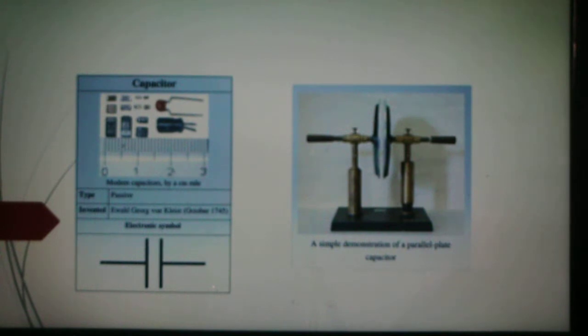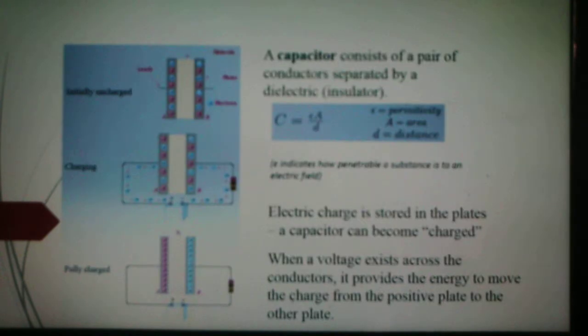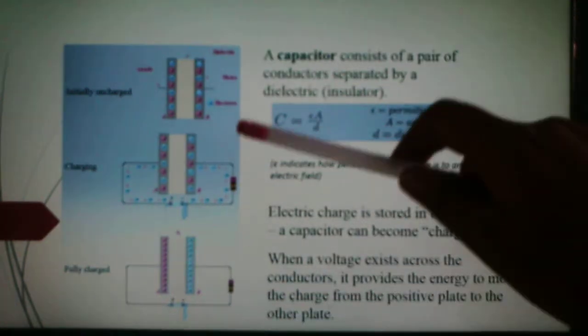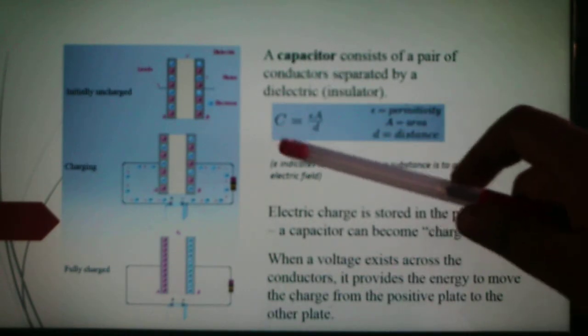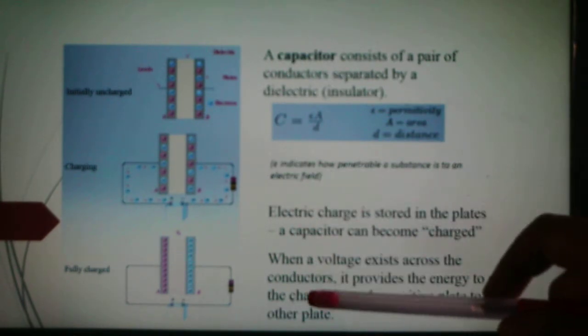A capacitor basically has two plates separated by a distance d, and the two plates carry charge, positive Q and negative Q. These two plates have a voltage difference between them, that is, Q is directly proportional to V. This diagram shows the initially uncharged capacitor, charging, and fully charged.